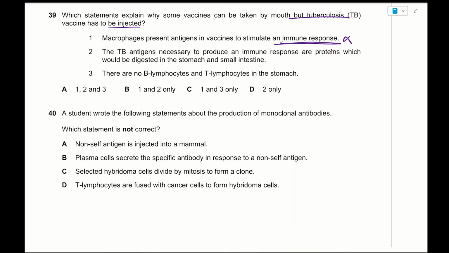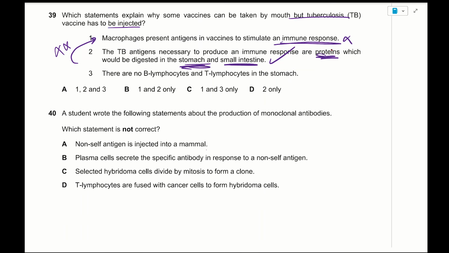2. The tuberculosis antigens necessary to produce an immune response are proteins, which would be digested in the stomach and the small intestine. This is correct. If the proteins are digested by enzymes in the gut, what happens is that antigen presentation cannot take place anymore. Therefore, a primary immune response cannot be generated. Therefore, there are no memory cells. Therefore, the vaccine has no use. Therefore, this is correct.